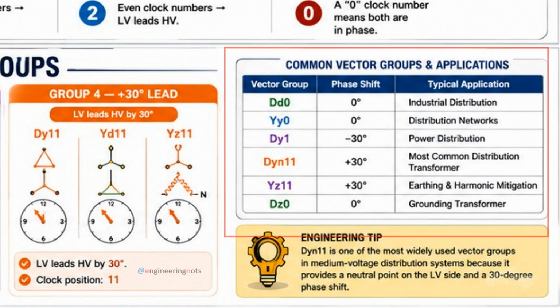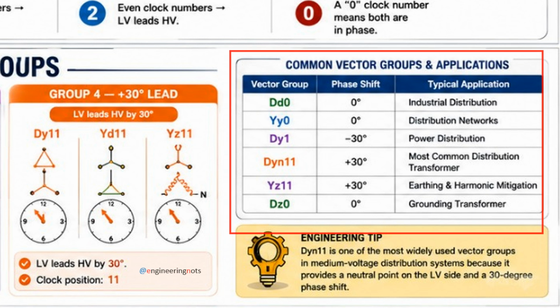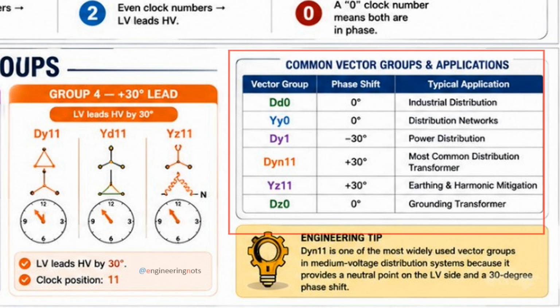And Dyn11 is by far the most common vector group for medium voltage distribution transformers, because it provides a neutral point and a 30-degree phase shift. It is ideal for supplying low voltage networks safely and reliably.